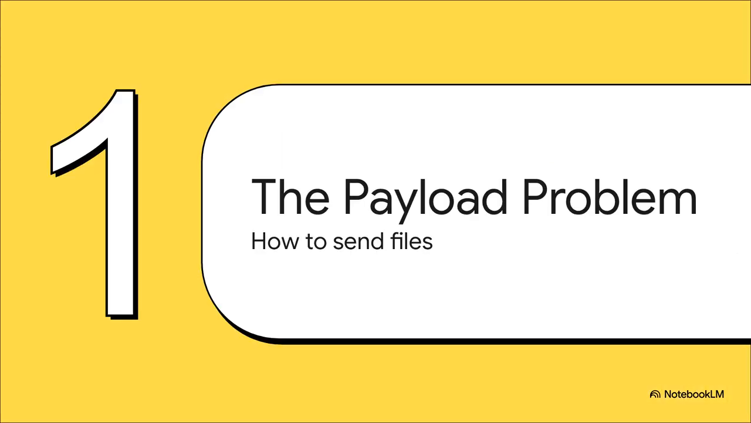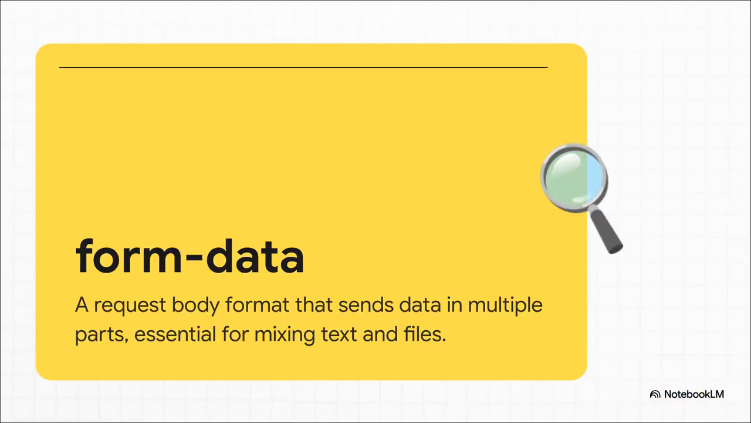When you send any kind of data to an API, that data is called the payload. But here's the thing. A file isn't just a simple bit of text. It's a whole different kind of data, and you have to package it in a very specific way for the server to understand it. And the solution to that packaging problem is called form data.